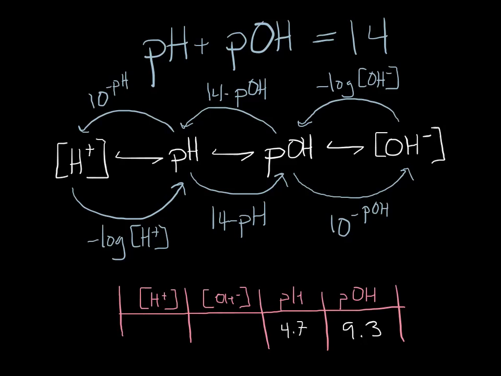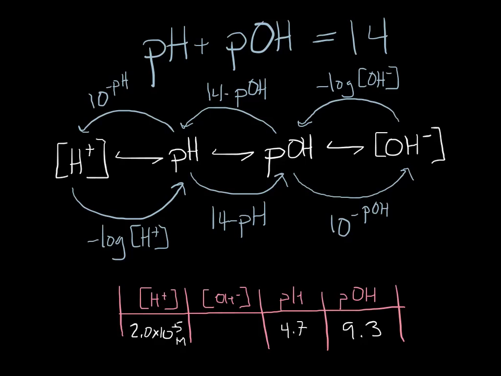Alright, next let's go ahead and find the H+ concentration. We know that the pH is 4.7, and so to get the H+ concentration, we're going to follow that path, which is 10 to the negative pH. So if we do 10 to the negative of 4.7, we find out that the H+ concentration is 1.995, so let's call that 2.0 times 10 to the negative 5th. And the units of that would be molarity.